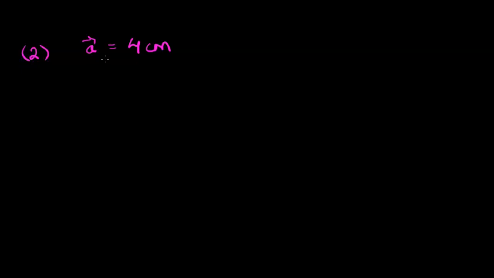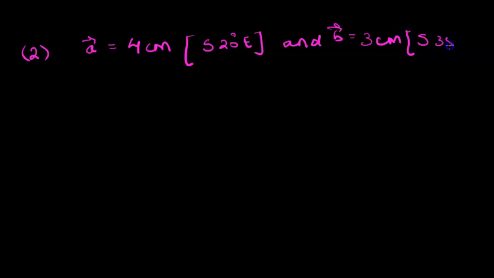Let's take up another example. Let's say we have vector A with magnitude 4 centimeters, direction south 20 degrees east, and vector B is 3 centimeters, direction south 35 degrees west. Now how would this look? We can make cardinal axes.